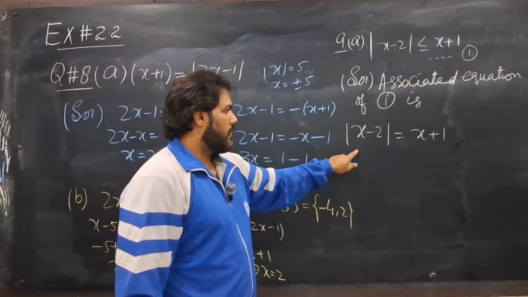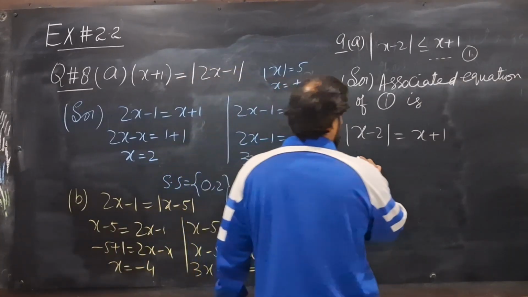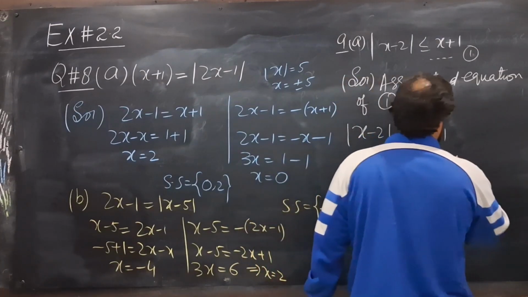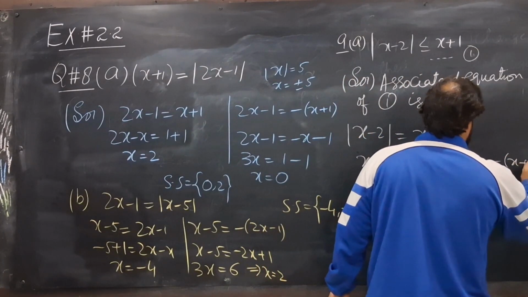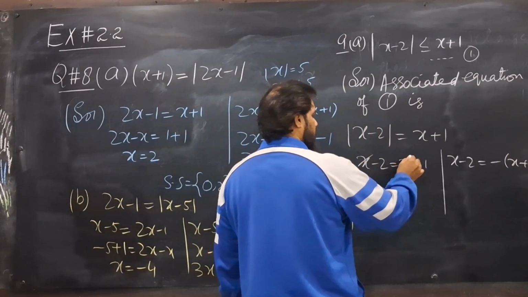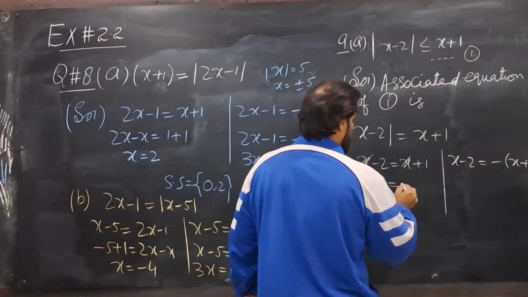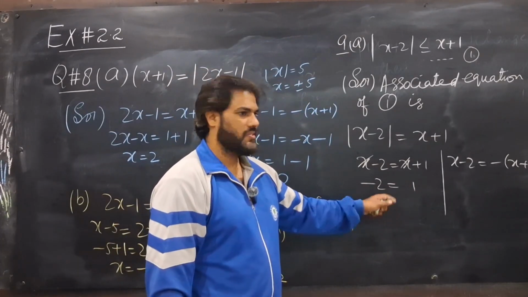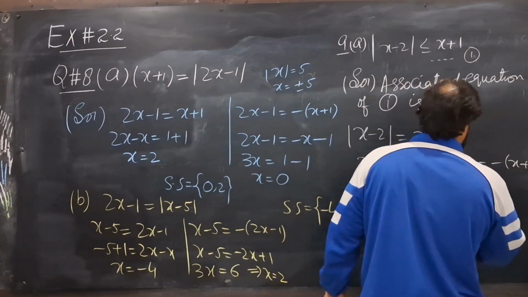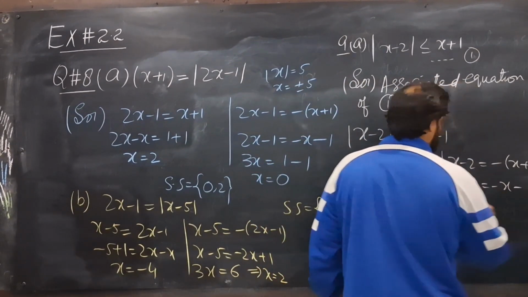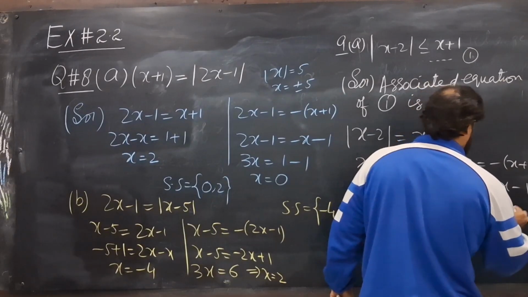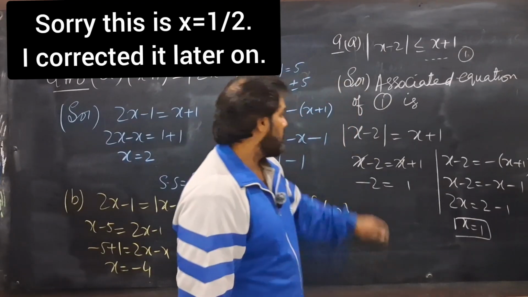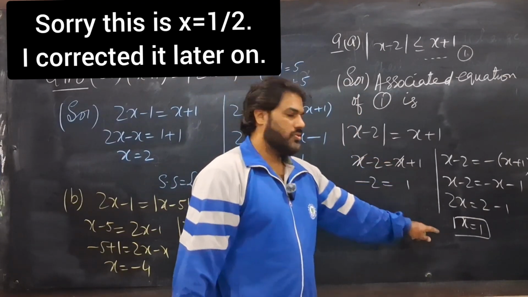We have two possibilities here. Either x minus 2 equal to x plus 1, or x minus 2 equal to minus (x plus 1). From the first, x will be cancelled and remaining is minus 2 equal to 1. So this is impossible, minus 2 cannot equal 1. So ignore this case. From here x minus 2 equal to minus x minus 1. This gives 2x is equal to 2 minus 1, x is equal to 1. So there is one solution for this equation, that is x is equal to 1.